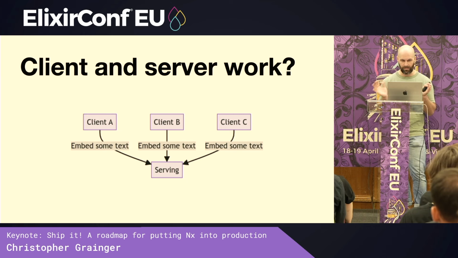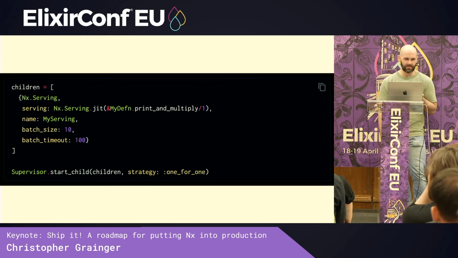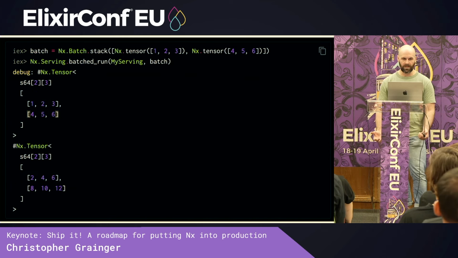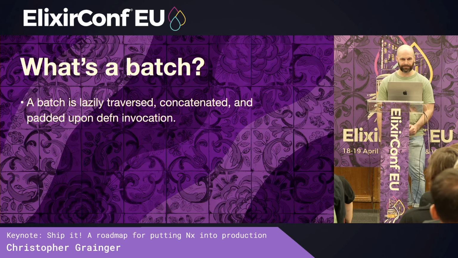So the client doesn't have to know about the other ones, right? It's just a process, right? You just throw it into your supervision tree. You put some configuration in there, and you start the supervisor, and you're good to go. And what does it look like? You create your batch, you send it off and ask for a batched run, and you end up getting back your result, right?